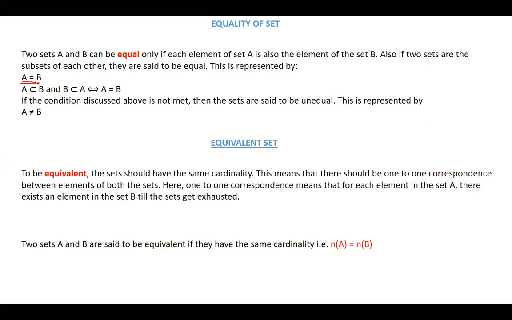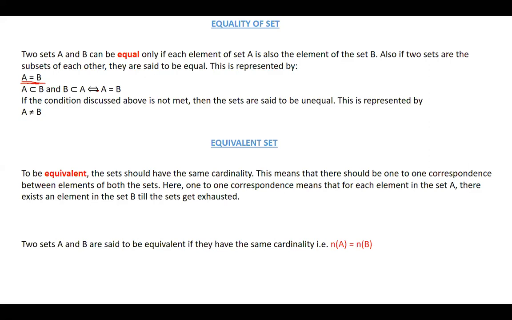Before I explain equivalent sets, let me finish with equal sets. For you to say set A and set B are equal, you have to make sure that whatever is in set A is also in set B. Any element that is in set A should also be in set B. If all the elements in set A are equal to the elements in set B, then those two sets are equal.